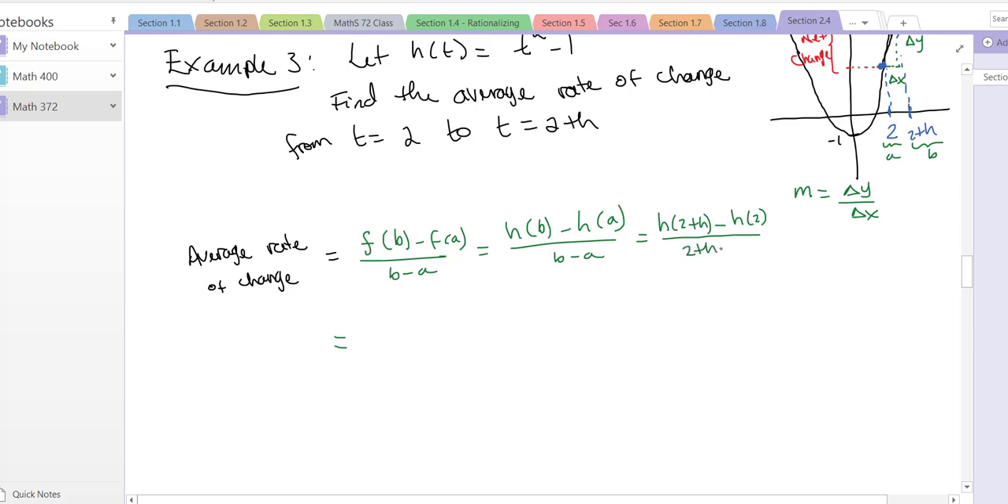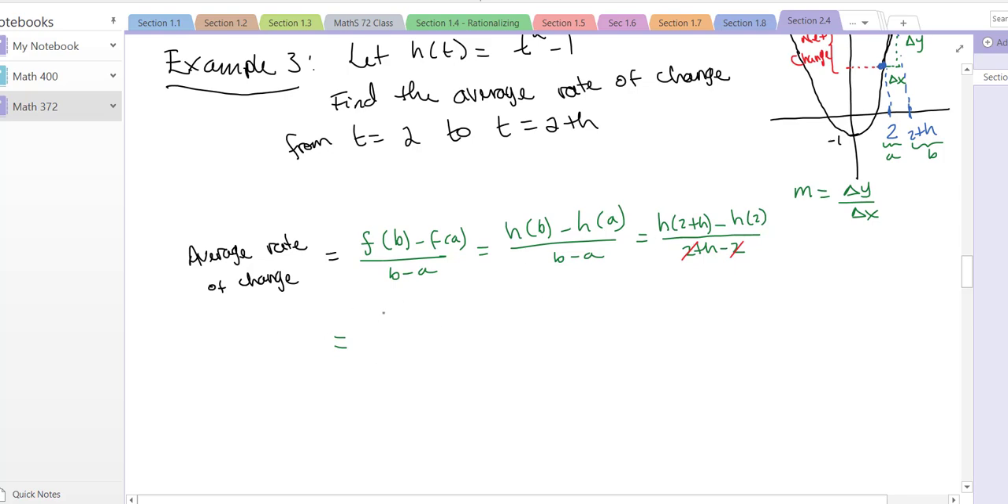So 2 plus h minus 2. So notice that the 2's will cancel. And so we're just left with h. And hopefully this looks familiar. And it should look familiar because this is actually what we called before the difference quotient back in section 2.1.